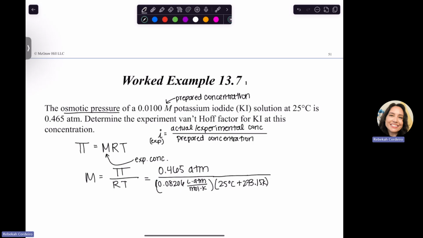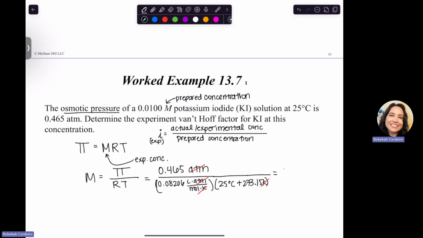And again, I'm lazy. I'm going to just put that Kelvin temperature conversion in my calculator like that. So I'm going to divide: 0.465 divided by 0.0826. It's going to cancel out my atm. And then I'm going to say divided by, parentheses, 25 plus 273.15. Remember, if it's in the bottom, it needs to get divided. This will cancel out my Kelvin.